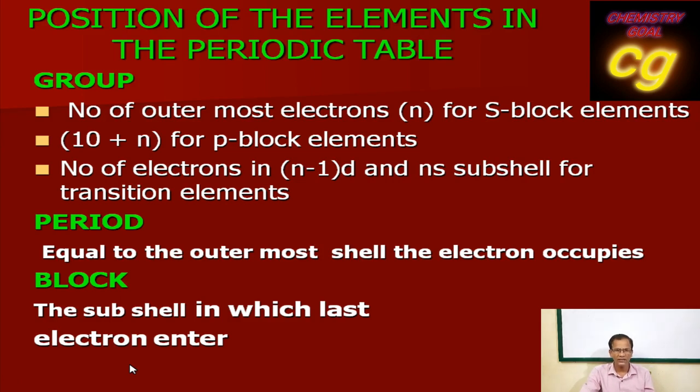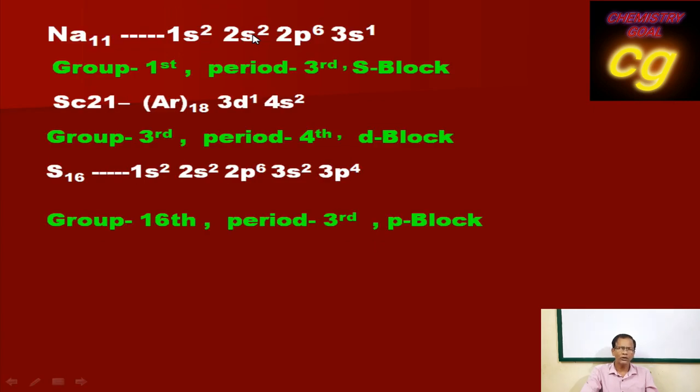Then let us discuss the examples. First example, sodium. Sodium atomic number is 11, so the configuration is 1s2, 2s2, 2p6, 3s1. We know this is the electronic configuration of sodium. This shows the electrons present in different shells: the K shell contains 2 electrons, the L shell contains 8 electrons, and the third shell, M, contains 1 electron.